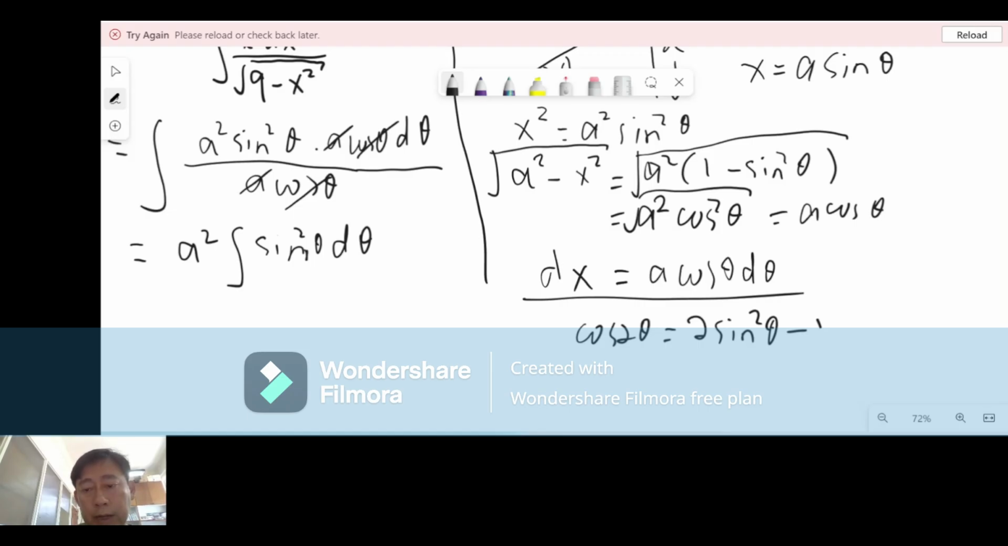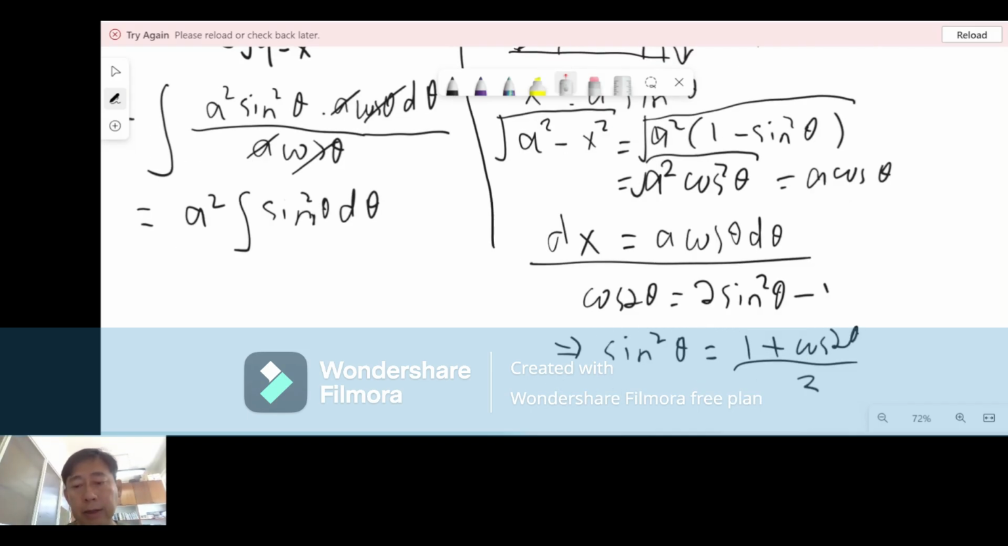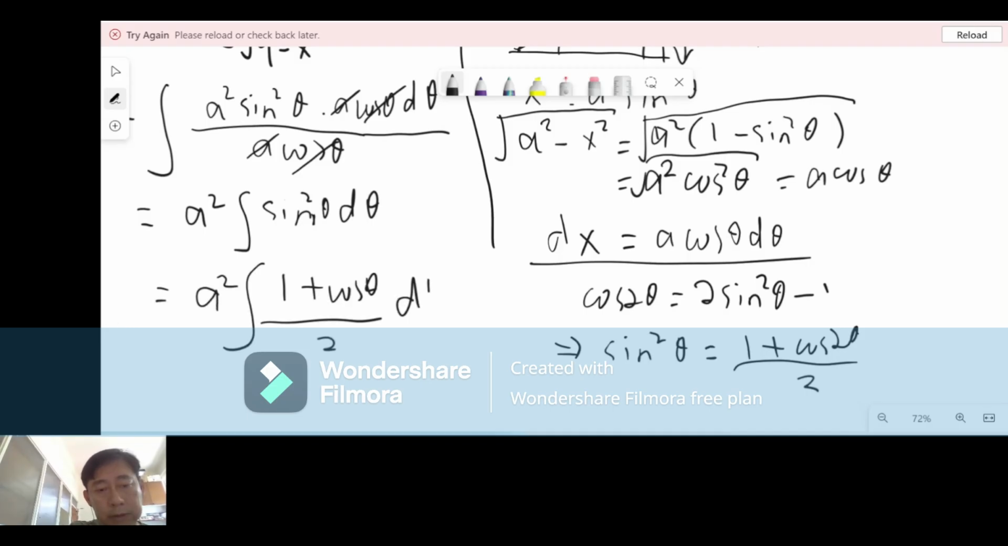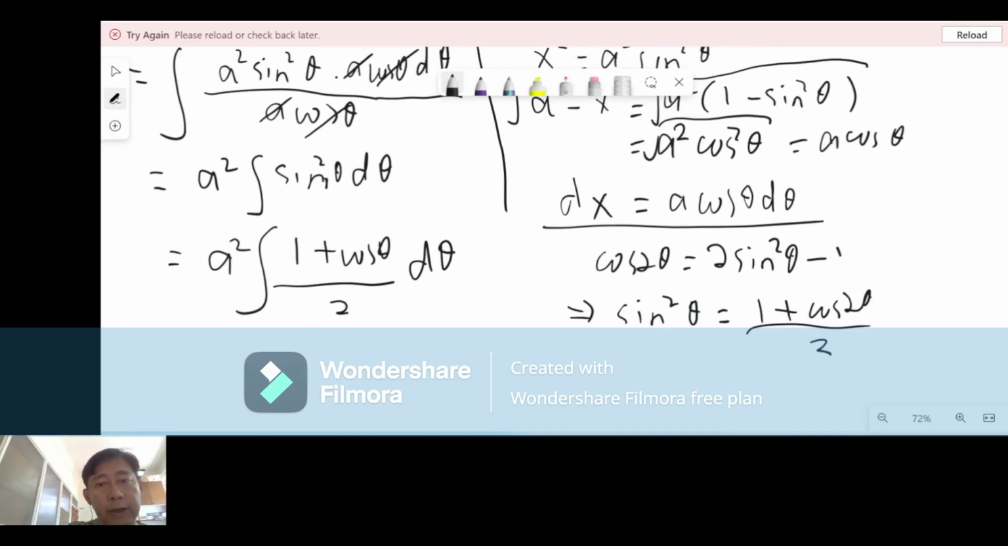This will allow us to express the square in the form of a function involving a trigonometric function of cos 2 theta without any power. That would simplify the integration into the form of a much easier function to be integrated. So this is the integration of sine square theta.